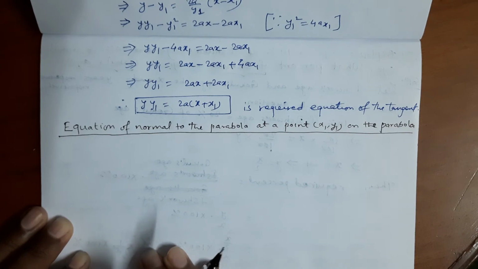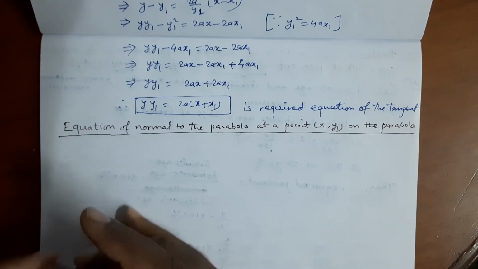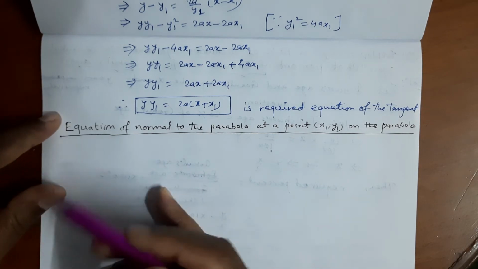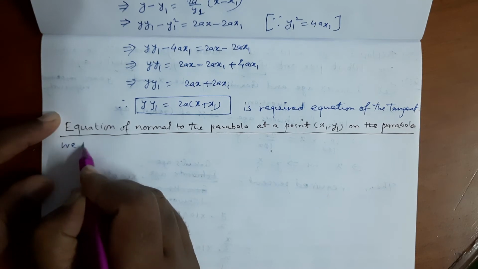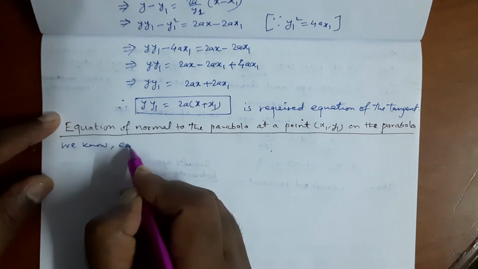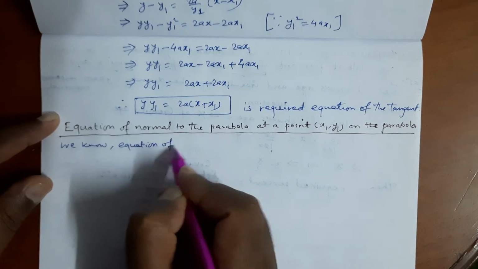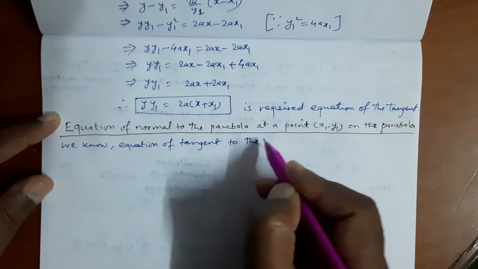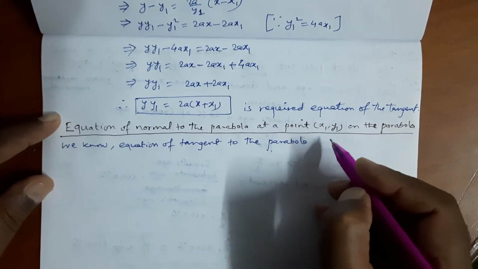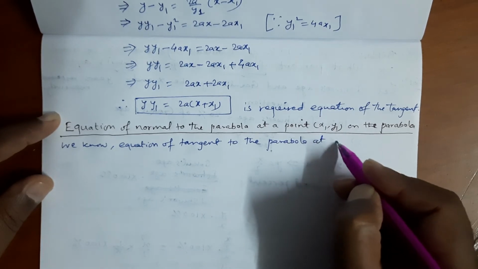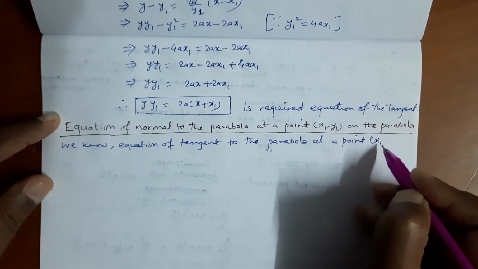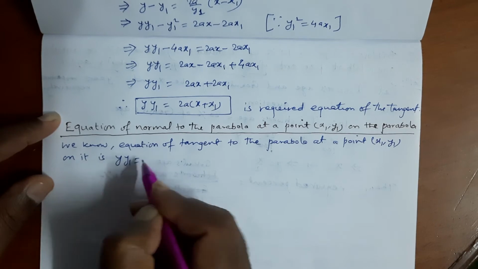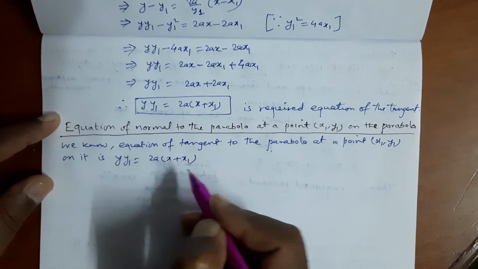Now we know the equation of the tangent to the parabola. We know the equation of tangent to the parabola at a point x1 y1 on it is y y1 equals 2a times x plus x1.